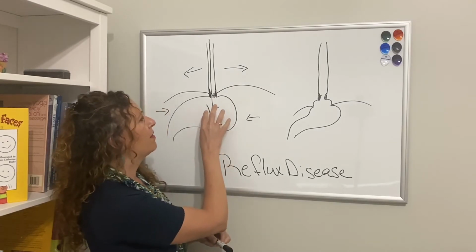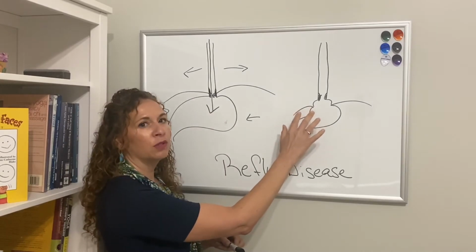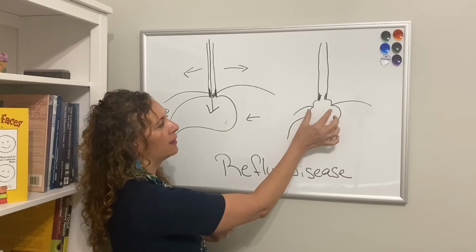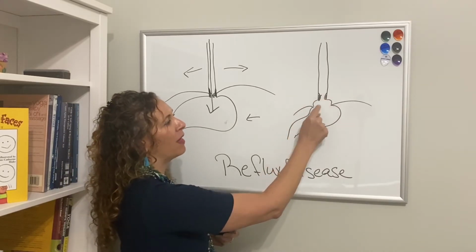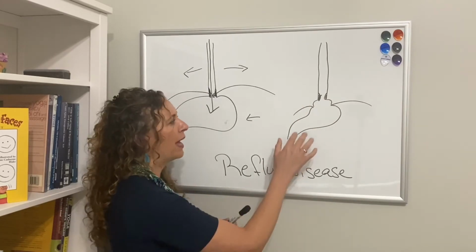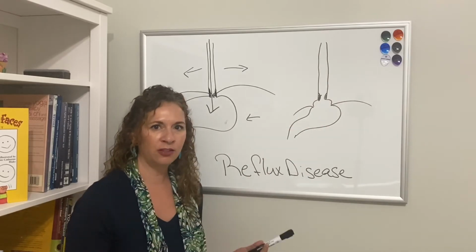So we can have the muscle bundle might not be right where it's supposed to be. That can be a hiatal hernia. So that's when a little bit of your stomach pushes up above your diaphragm, and now that bundle of muscle tissue is not where it's supposed to be. So that's going to allow for easy reflux. So that's a structural issue.